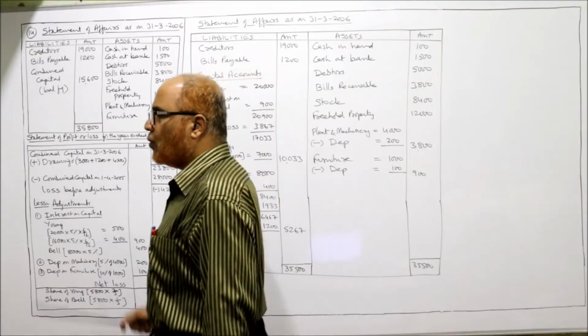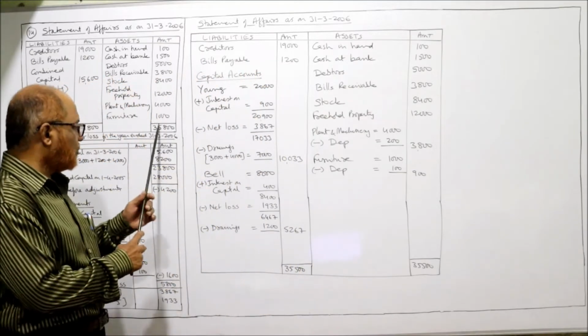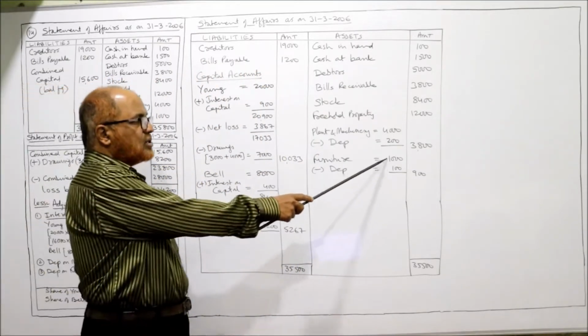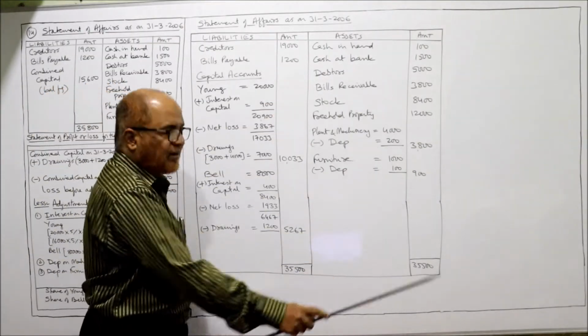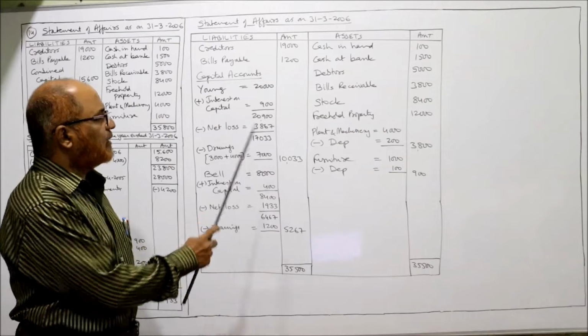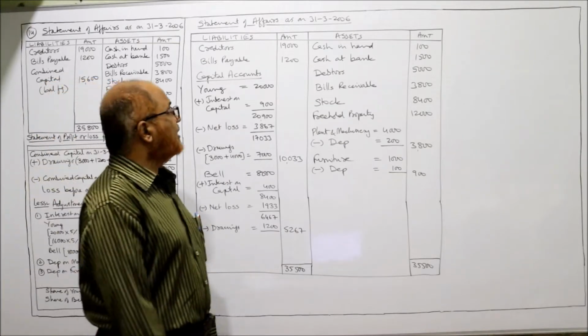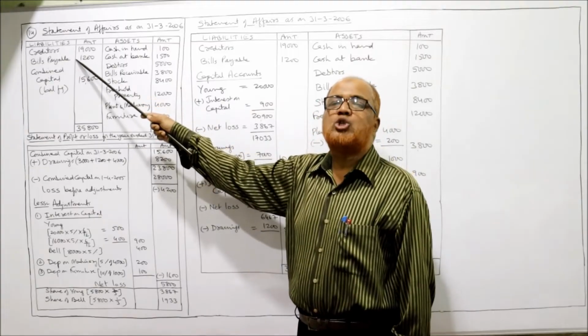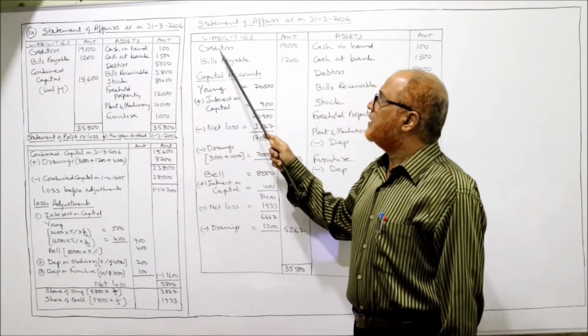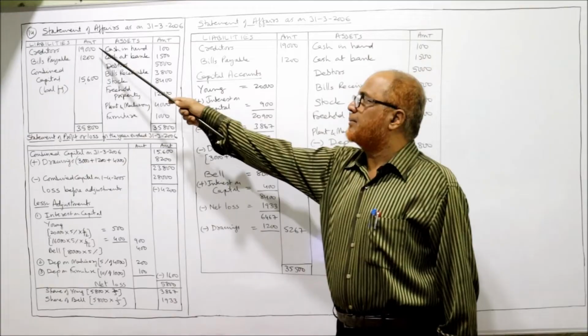Similarly, furniture, 1,000 rupees is the value of the furniture. How much depreciation? 100. So 1,000 minus 100, 900. That's all. Asset side completed, 35,500. Now come to the liability side. On the liability side, the two liabilities are creditors and bills payable. No change at all. Creditors, bills payable, 19,200. Same.